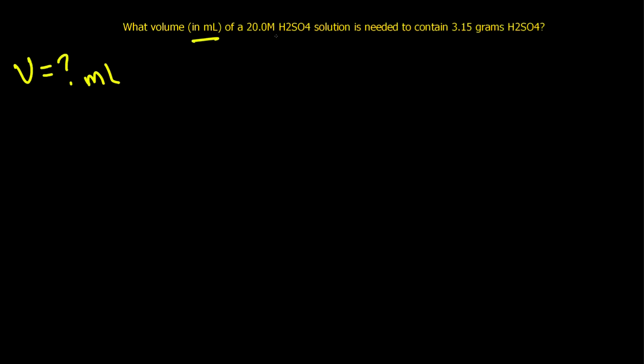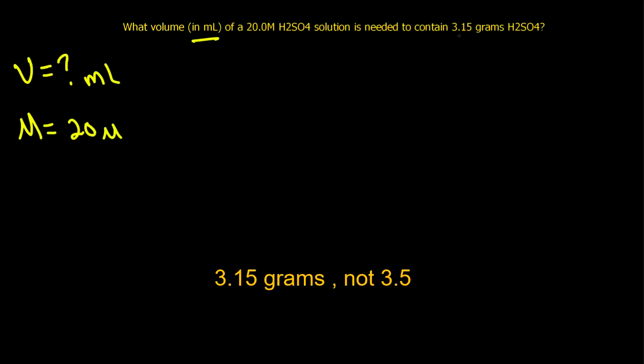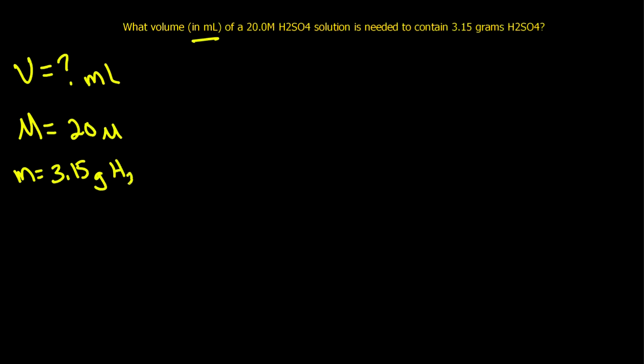We got a 20 molar solution, so molarity has a concentration of 20 molar. And we want it to contain 3.15 grams of H2SO4. So I have a mass of 3.15 grams. Problem is, my formula doesn't use mass, so I also got to do a conversion there. So let's do our mole conversion first.